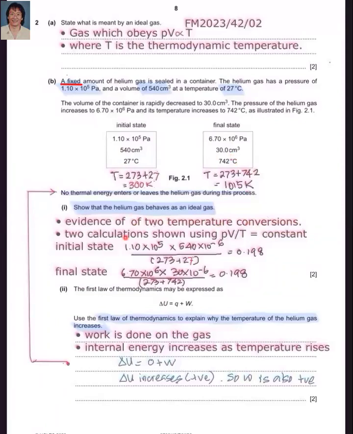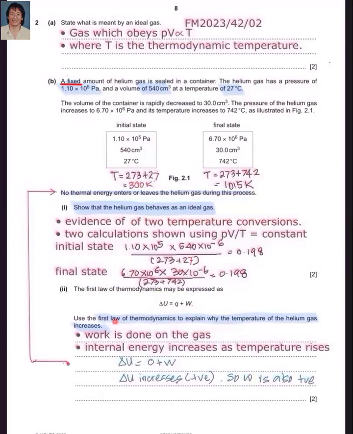And then you do 2 calculations using PV over T equals a constant. So you calculate your PV over T for the initial state, which will give you 0.198. And then repeat the calculation for the final state, which will also give you 0.198. Since your PV over T is a constant, the gas involved is an ideal gas. Then the first law of thermodynamics may be expressed as delta U equals Q plus W.